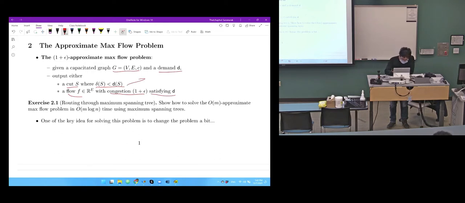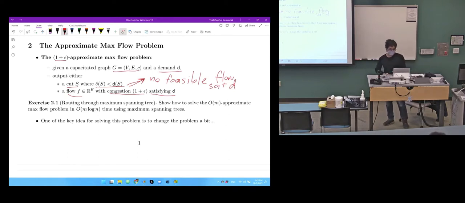Okay. So this means that no feasible flow satisfies D. And so this is the goal. We want a very good approximation. But it's not clear at all how to solve this one.